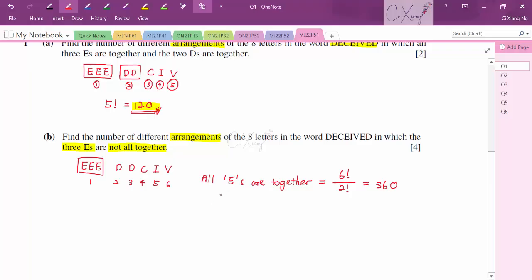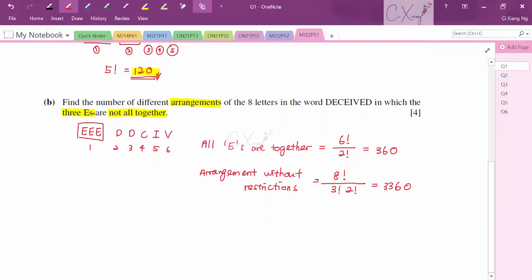And then I also want to find the arrangements without restriction, which means that we are trying to arrange all the 8 letters. So when you arrange all the 8 letters, we have 8 factorial. But we have 3 identical E's and also 2 identical D's in our arrangement. Therefore, I have to divide it by 3 factorial and also 2 factorial. And I will get 3360 for the arrangements without restriction.